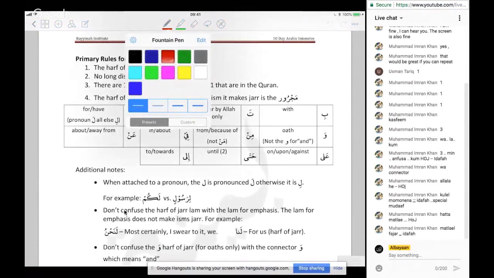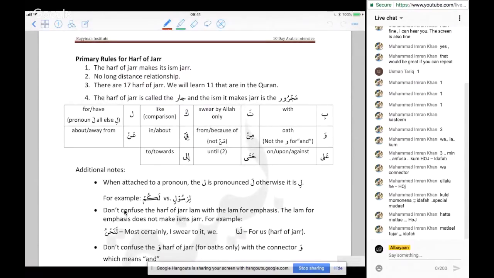Okay, all primary rules of harf of jar. The harf of jar makes its ism jar. We have done this.